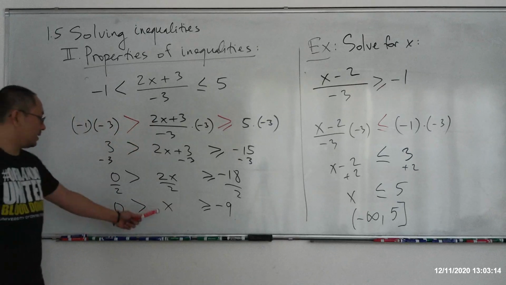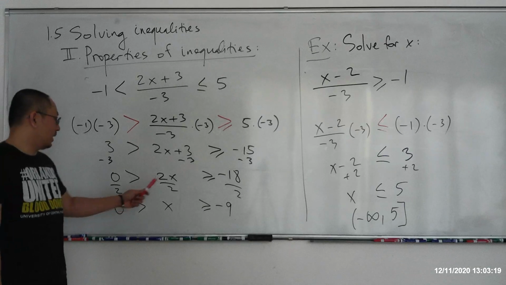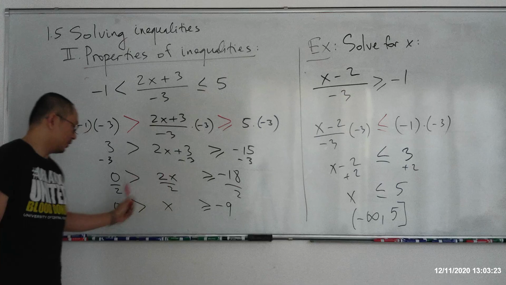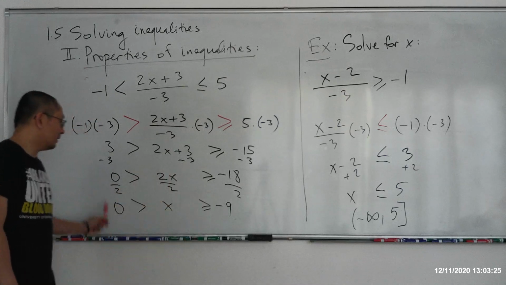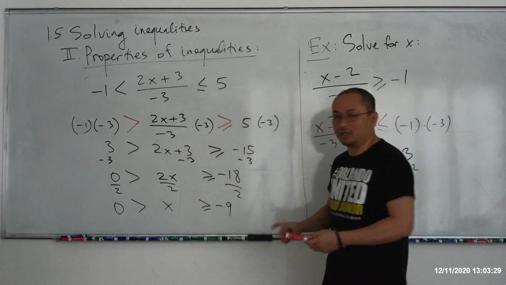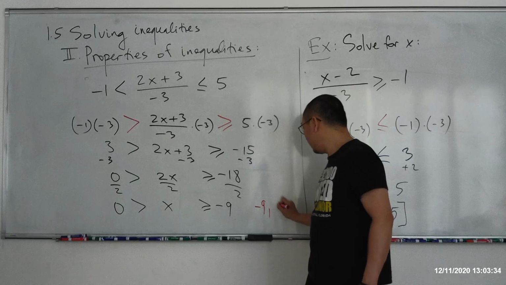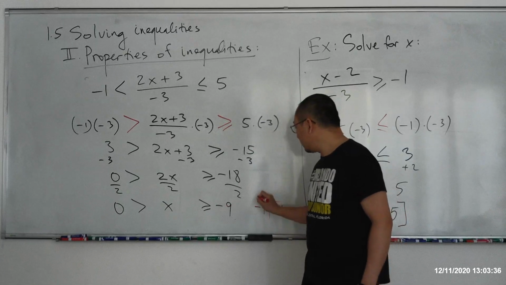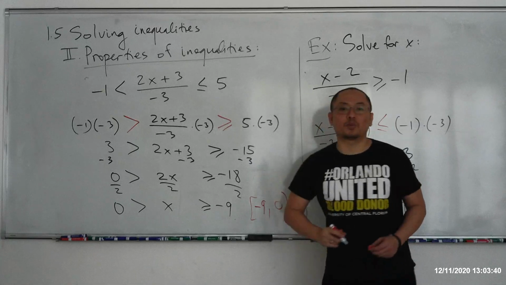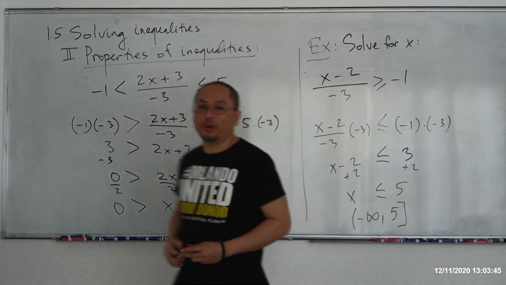So x is a number somewhere between negative 9 to 0. Let's say from small number to big number, okay? Including negative 9, not including 0. And if you want to use interval notation to represent your solution, we're going to start with the smaller number and then end up with the bigger number, including -9. So square bracket, excluding 0, use parenthesis. And this is a half open interval.